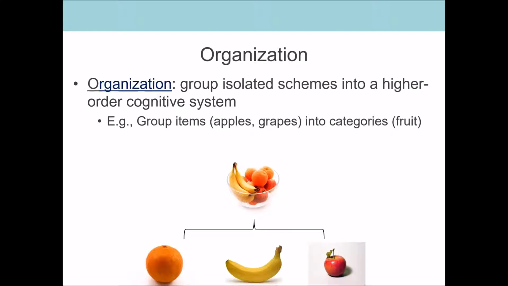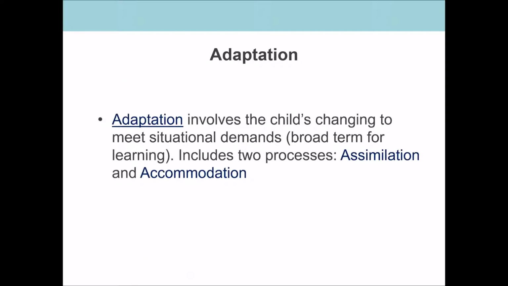And learning that, you might have to reorganize your structural system and put them into a different category than where they were before. So what we're doing is we're adapting. This involves changing to meet situational demands, essentially a term for learning. And we have two processes for this: assimilation and accommodation. Process through which schemes are altered or schemes are used to interpret new information.